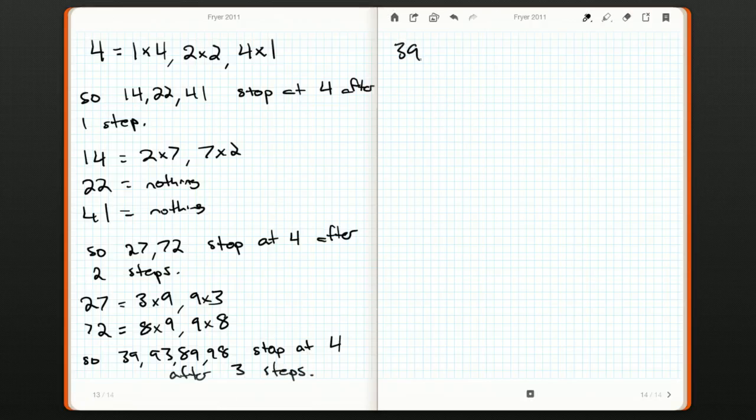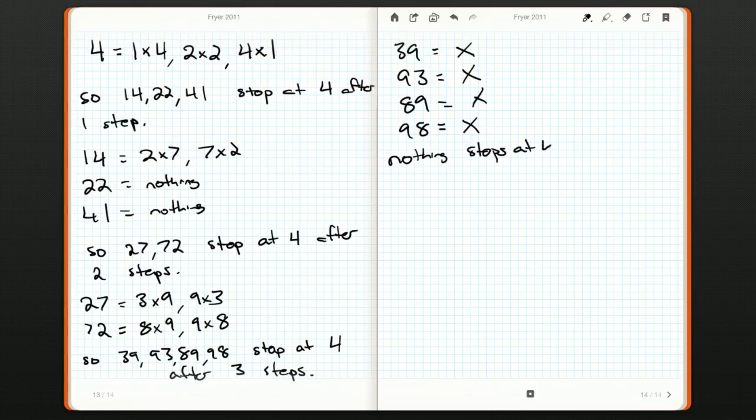Okay. So 39, that's not going to work. 93, it's got a factor of 3 in there, but then it's 31, that's a prime, that's not going to work. 89 is itself a prime, that's not going to work. 98, it's got a factor of 7 in there, but it's 7 times 14. That's a no. So there's nothing further to move back.